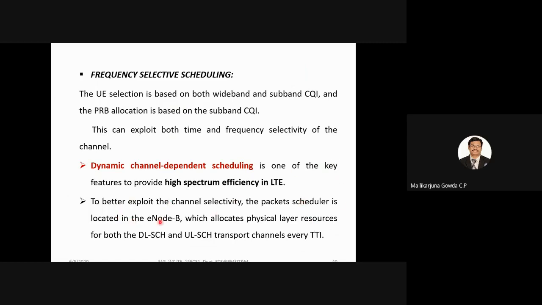So to better exploit the channel selectivity, the packet scheduler is located in the ENB. That will allocate the physical layer resources for both the downlink shared channel and uplink shared channel transport channels every TTI. So the scheduler will be located at the ENB only, right? So that it can allocate the physical layer resources for both downlink shared channel and as well as the uplink shared channel every TTI.